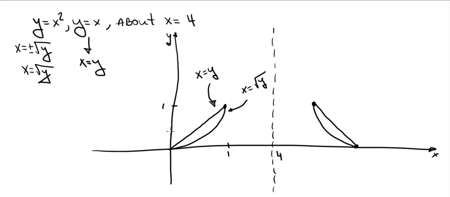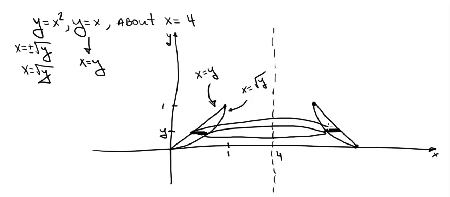Now pick a typical y, any y between 0 and 1. Keep track of this horizontal piece of the area. As it rotates around this line, this part is hollow. There's nothing there. There's no volume. However, this part has volume. So what we need to do is find the area of this washer as a function of y, and we're going to be able to solve this problem.